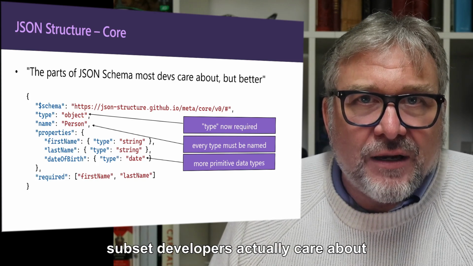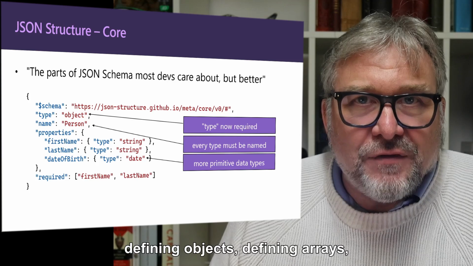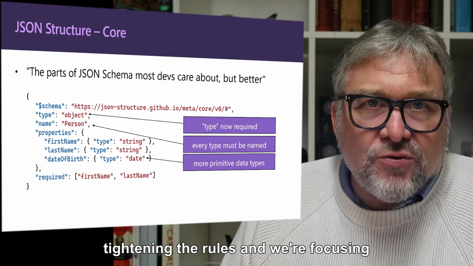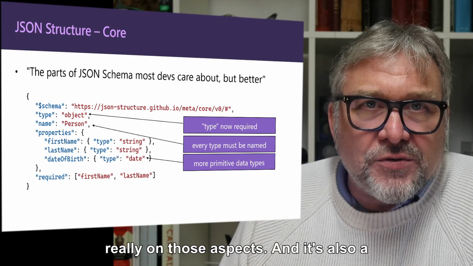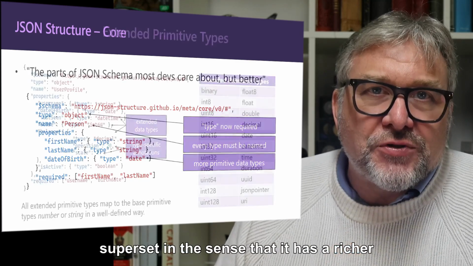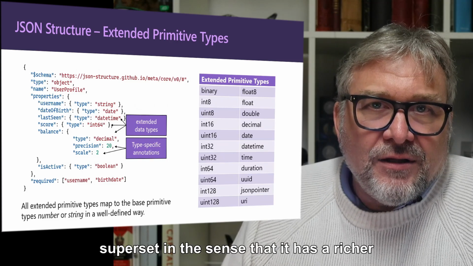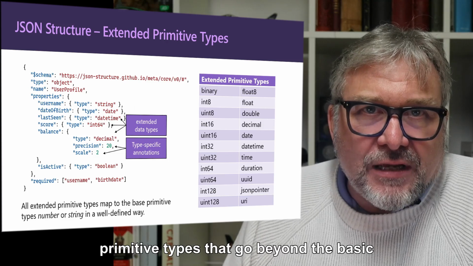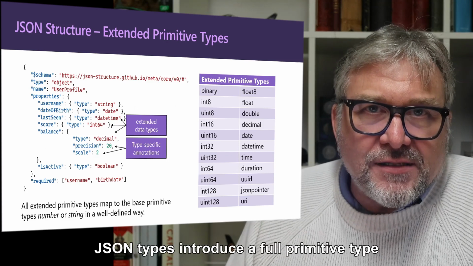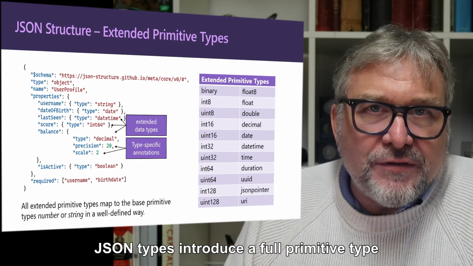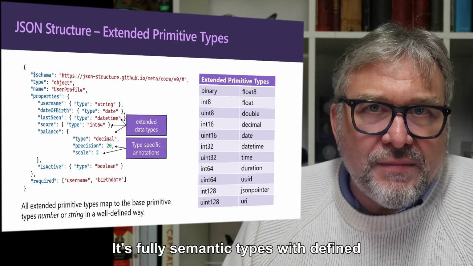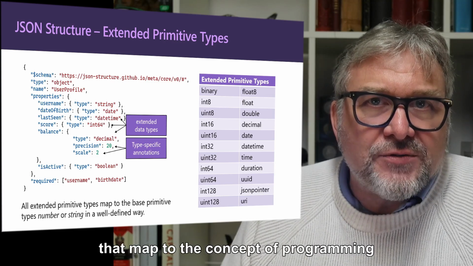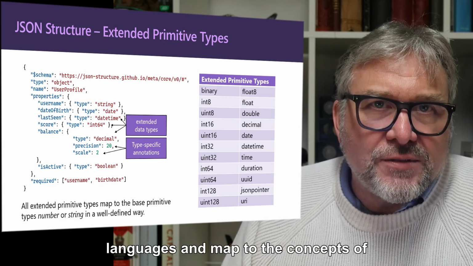And everything is intentional. It's a subset of JSON schema. This is the subset developers actually care about: defining objects, defining arrays, defining composite types. And here we're tightening the rules and focusing really on those aspects. And it's also a superset in the sense that it has a richer type system. The so-called extended primitive types that go beyond the basic JSON types introduce a full primitive type system that's not just validation hints. It's fully semantic types with defined wire representations, range constraints that map to the concepts of programming languages and map to the concepts of databases.